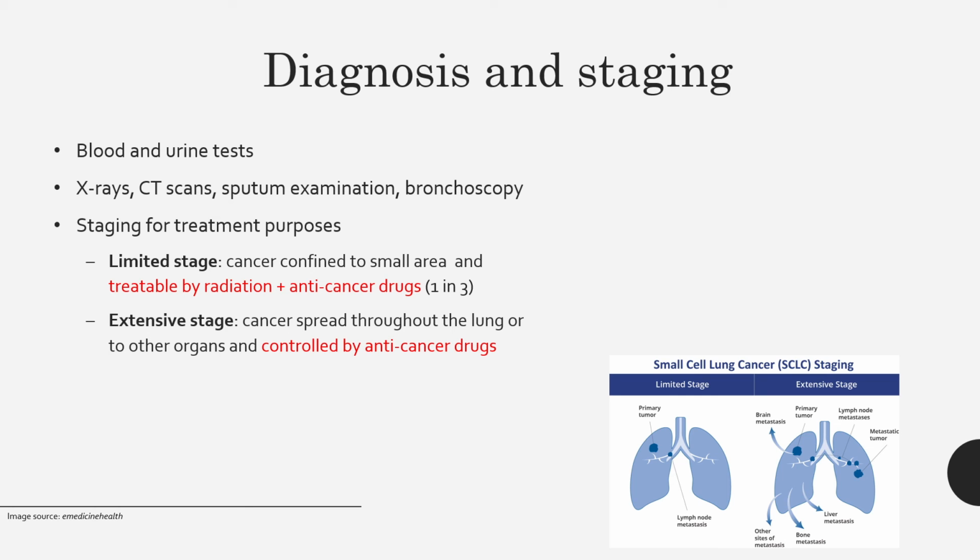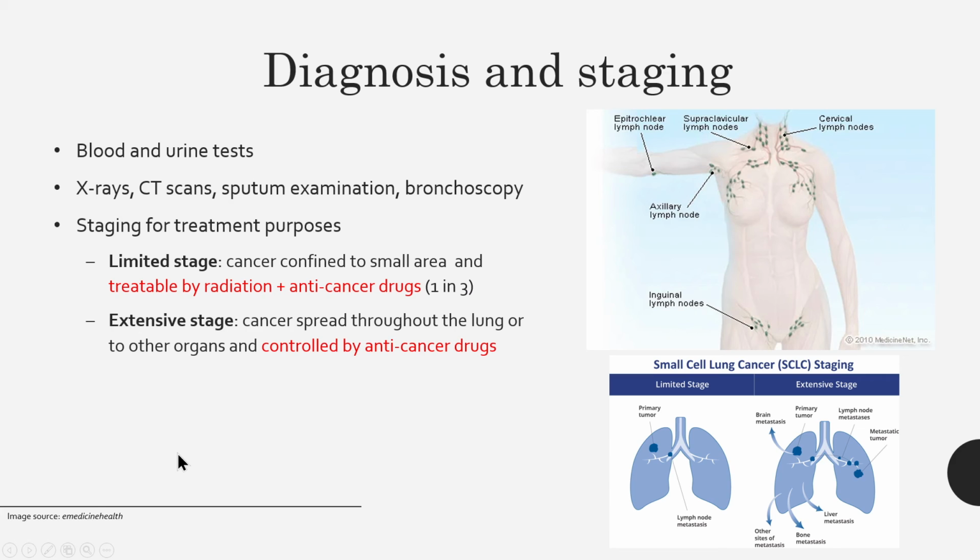One of the factors used to determine which stage is the involvement of lymph nodes. Let me once again draw you to an image that we saw earlier on the right. Cancer which has spread to lymph nodes on the same side is usually classified as limited stage, whereas cancer spread to lymph nodes on the other side of the chest is usually classified as extensive stage.